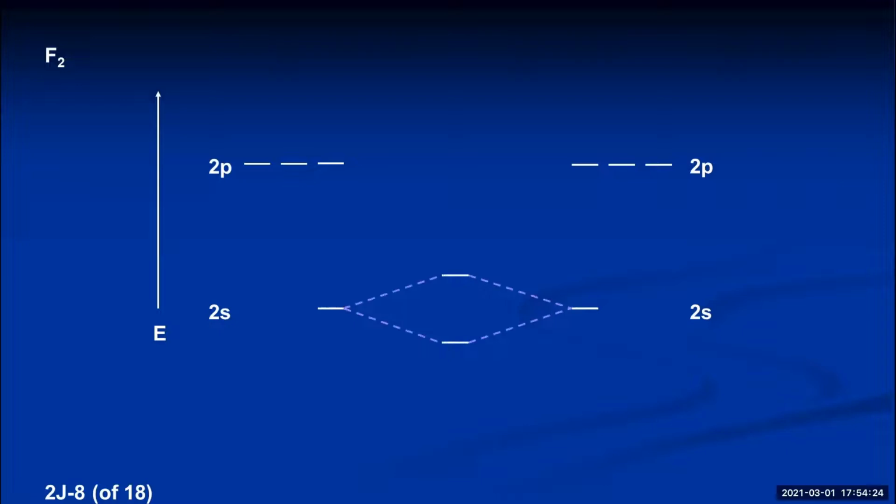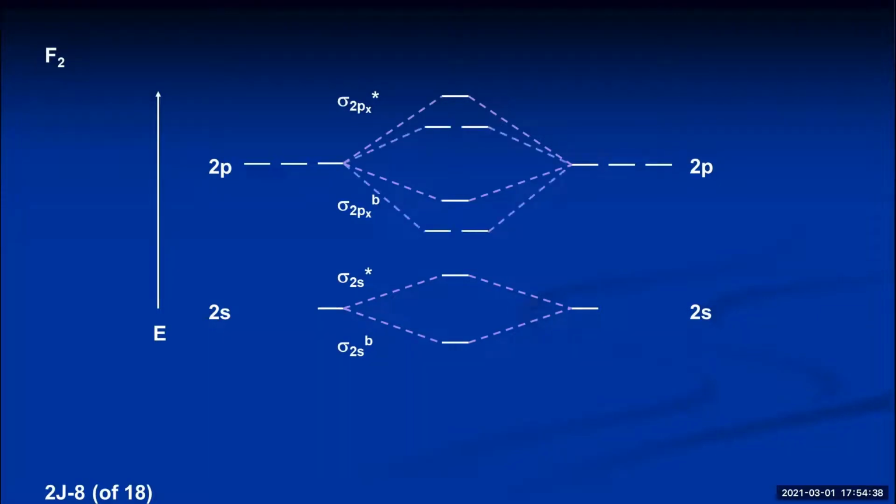So what are those molecular orbitals? You should have the sigma 2s bonding, the sigma 2s antibonding. The 2px's form the sigma 2px bonding and the sigma 2px antibonding. And then the py's and the pz's form the pi orbitals, the pi 2pz bonding, pi 2py bonding, then pi 2pz antibonding, pi 2py antibonding.